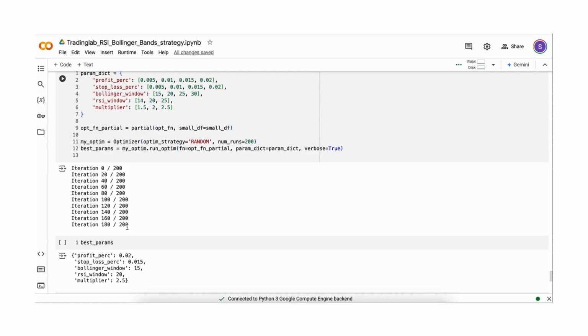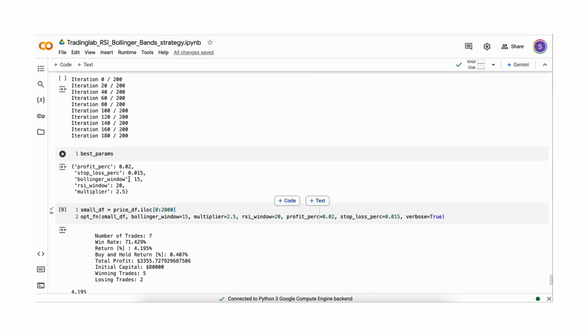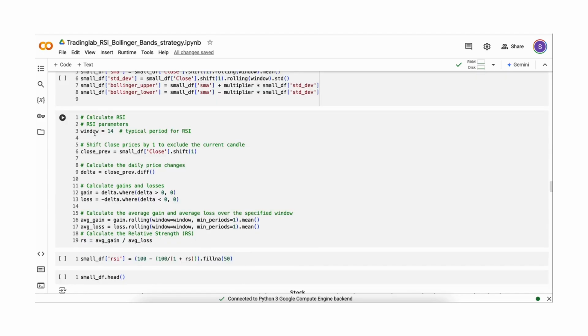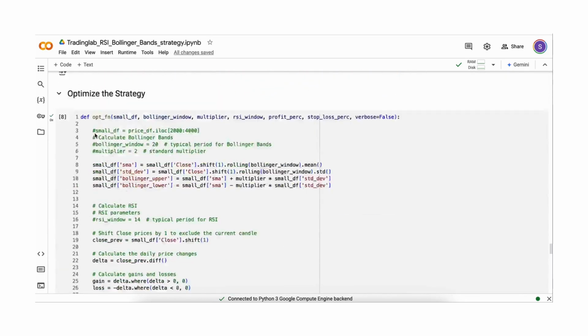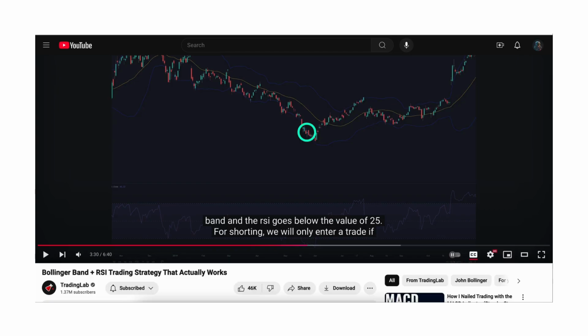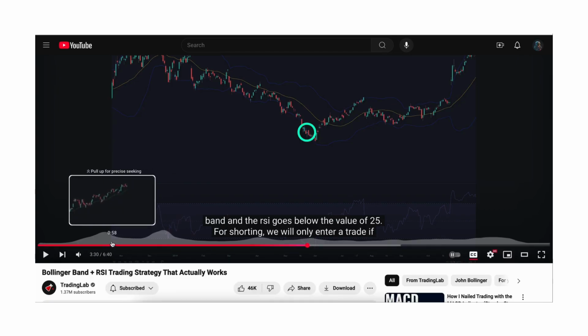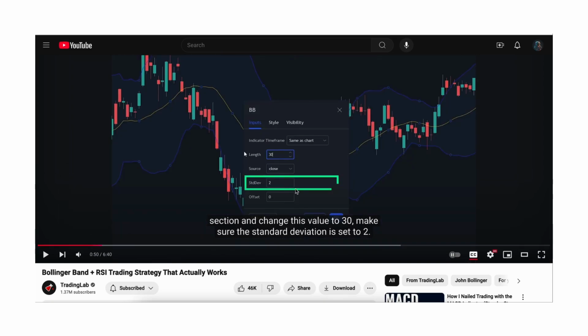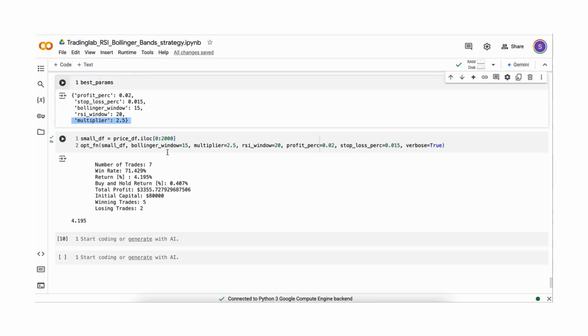We run 200 steps of optimization, which give us a different set of best parameters. Unlike what TradingLab suggests as 30 for the Bollinger window, this tells us 15, and it suggests an RSI window of 20. The typical RSI window is 14, but we're going to change that to 20 based on the optimization results. And then it suggests a multiplier of 2.5, whereas the typical multiplier is 2.0. The standard deviation is 2.0 in the case of TradingLab, and that is the default value in TradingView software.